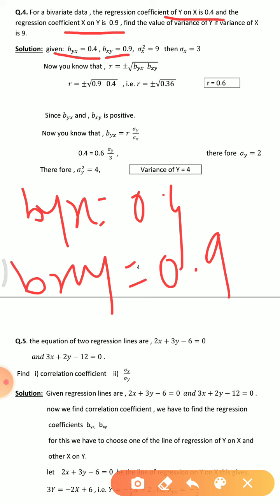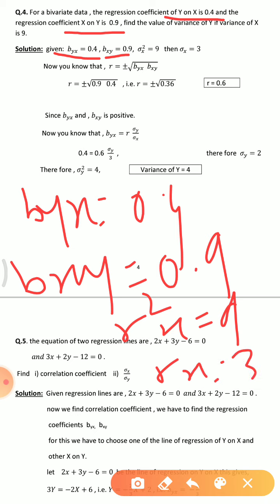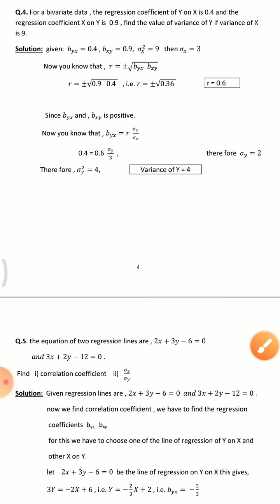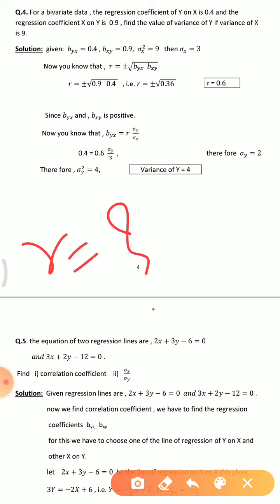And the variance of x, that is sigma square x is equal to 9, then sigma x, taking square root on both sides, is equal to 3 here. These are the given values. Then we have to find the correlation coefficient, that is r. This value we have to find here. Now you know the formula: r is equal to plus minus under root of b of yx into b of xy. This is the regression coefficient of y on x into regression coefficient of x on y here.